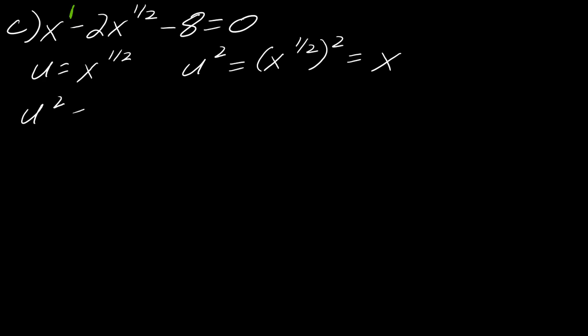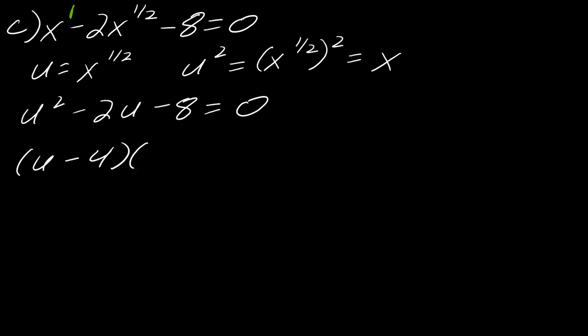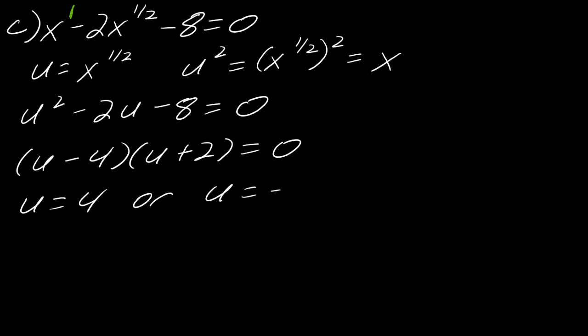So now I get u squared minus 2u minus 8 equals 0. So I can factor this. So this becomes u minus 4 times u plus 2 equals 0. So I get u equals 4 or u equals -2. Now, be careful when you actually substitute this back. There's a little bit of a plot twist here, and if you didn't find it, maybe you want to pause and think about it before I tell you.